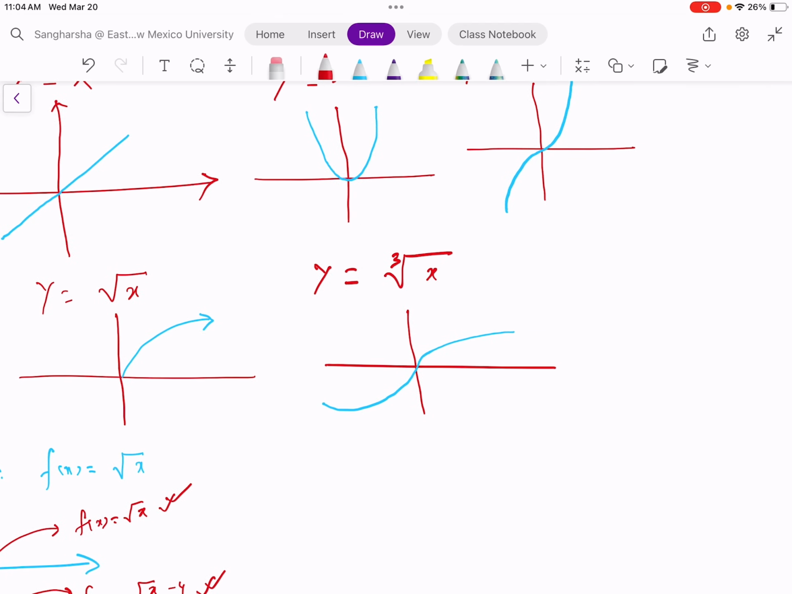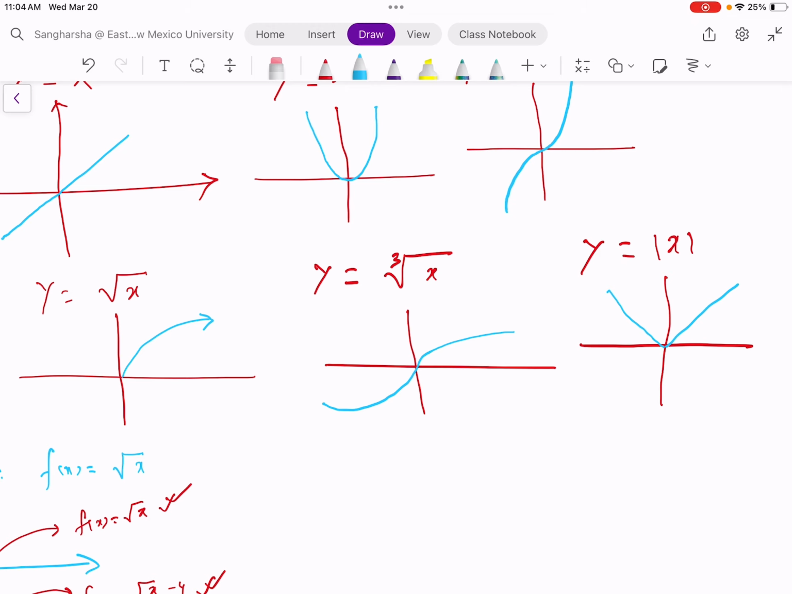The next one we have is the absolute value function, and the graph of the absolute value function is a V shape. So you draw a V. This is the graph for an absolute value function.